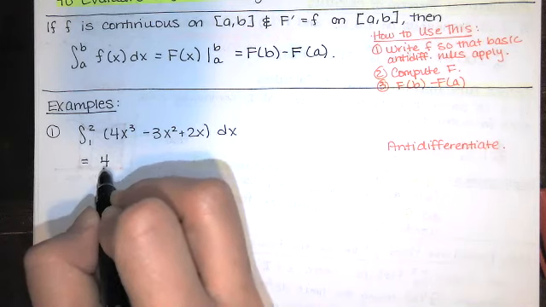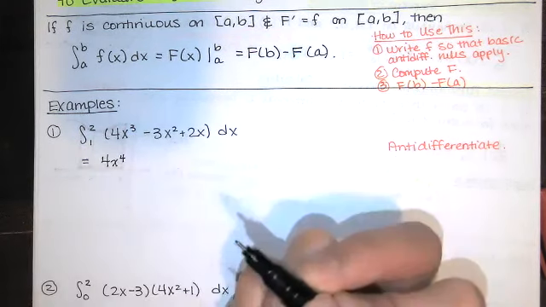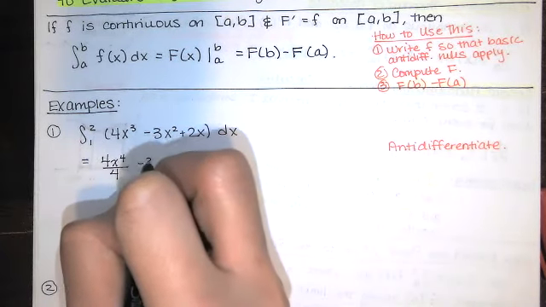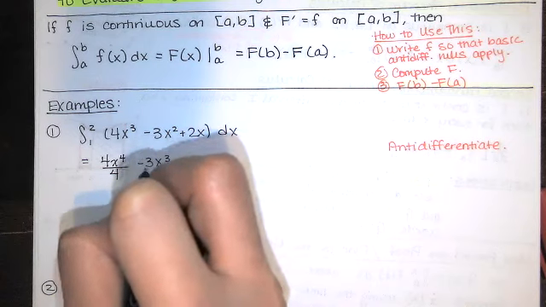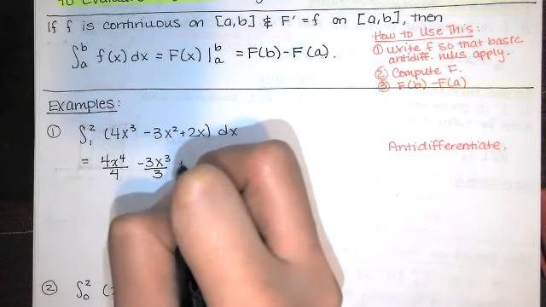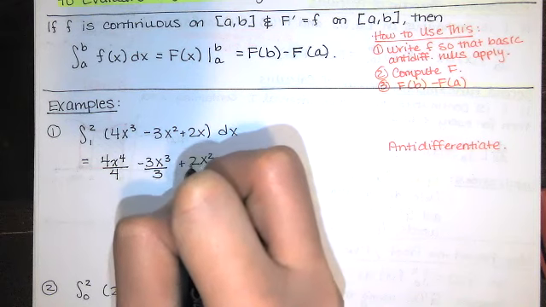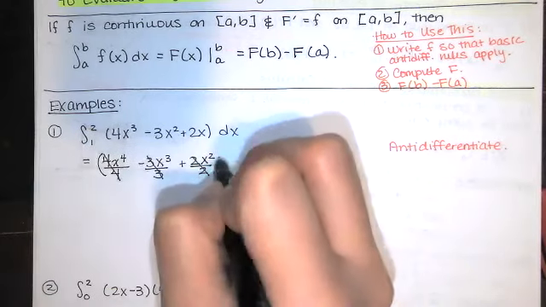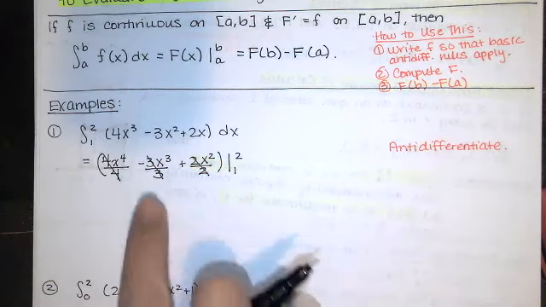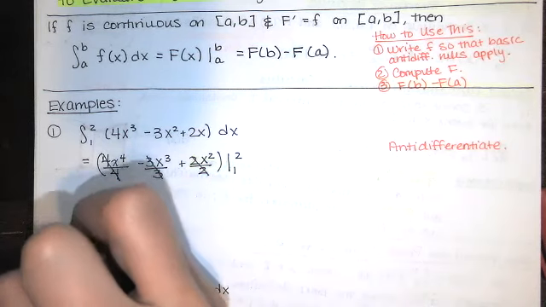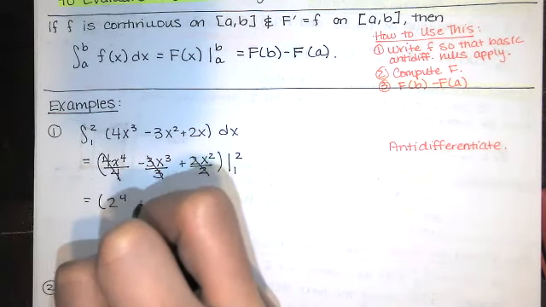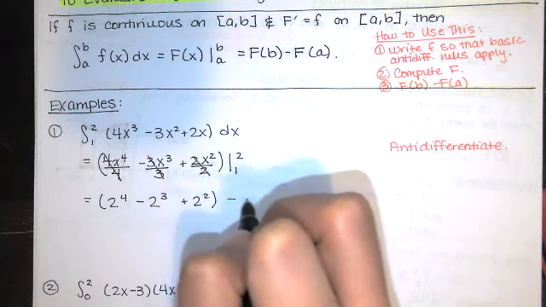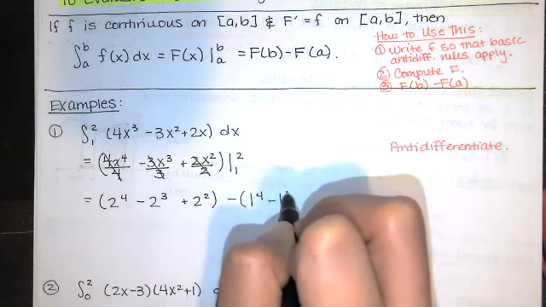So we bring your constant down, add 1 to the exponent, divide by the new exponent, and then we bring the next constant down, add 1 to the exponent, divide by the new exponent, then bring the next constant down, add 1 to the exponent, and divide by the new exponent. The 4, the 3, and the 2, they all reduce. And then we're evaluating this expression from 1 to 2. So that means you just substitute in x equals 2, and you substitute in x equals 1 and you subtract.